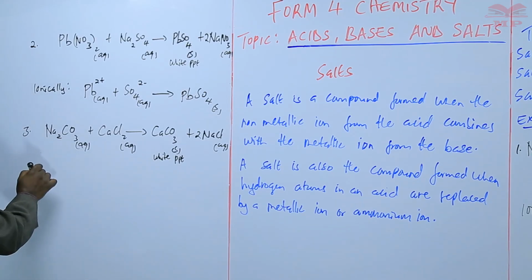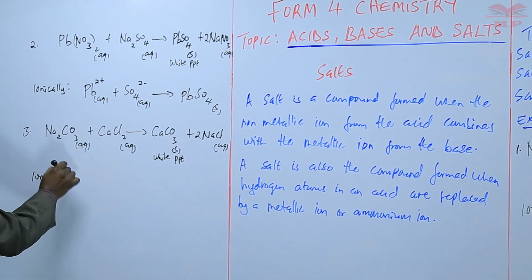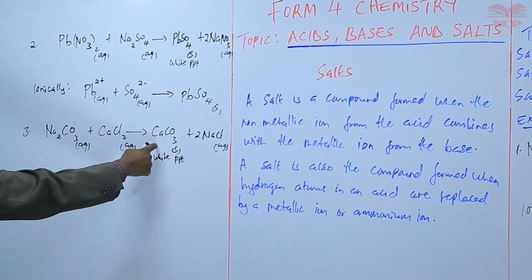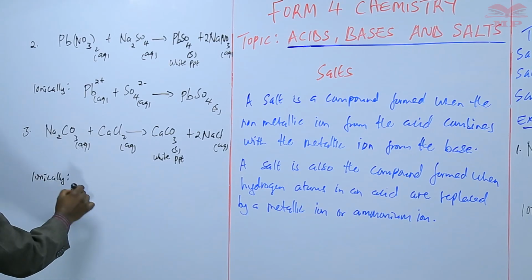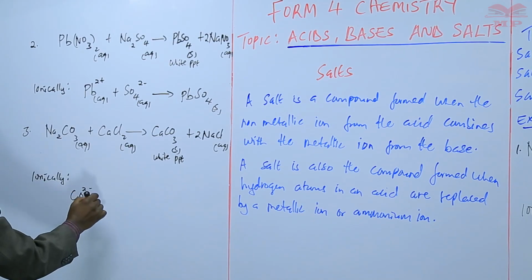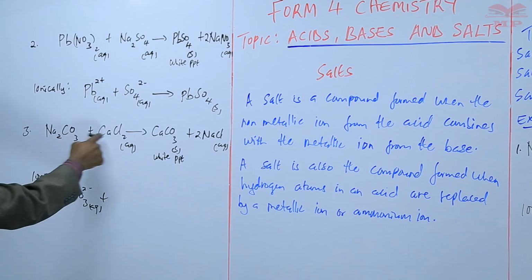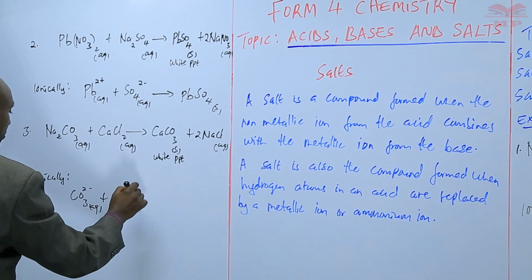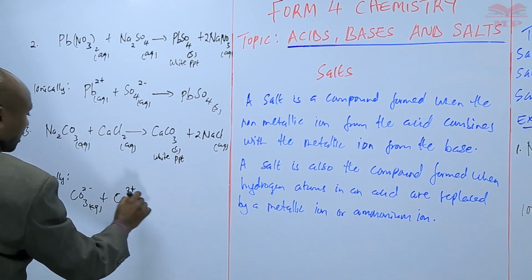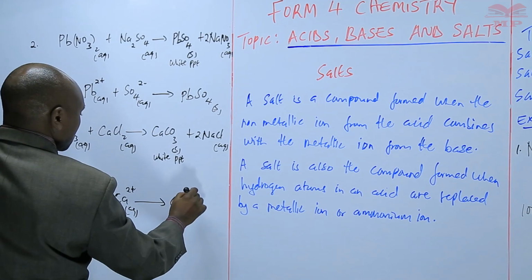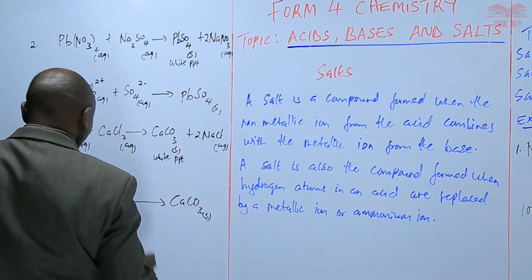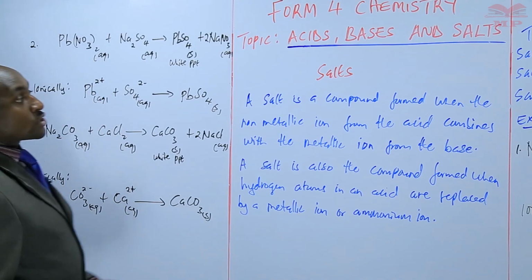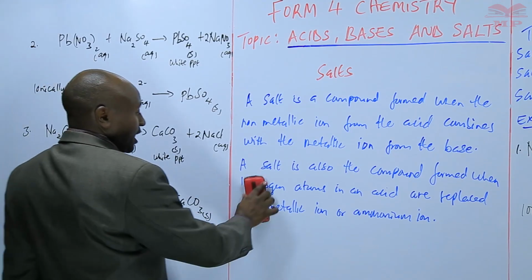So ionically as well, we have the precipitate is calcium carbonate formed from the carbonate ions combining with the calcium ions. Both were in solution form before, and we have calcium carbonate, which is the white precipitate. So the three examples demonstrate precipitation reactions.